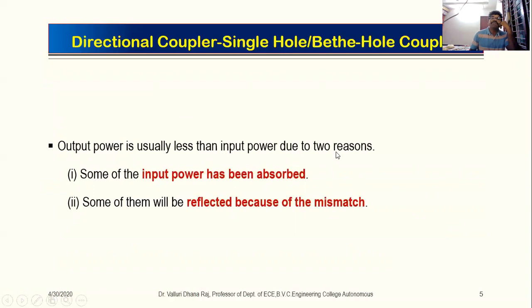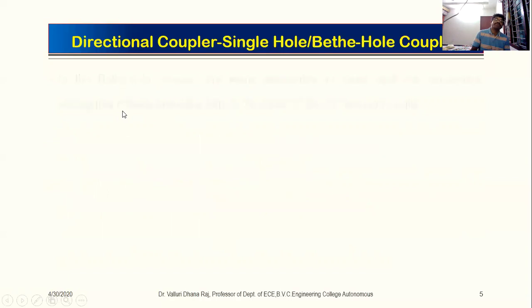Usually the input power is reduced in amount, and the output and inputs are considerably separated. Why? Because some part of the energy given as input will be absorbed by the component, and also some reflections take place because of mismatch. Either because of absorption or because of reflection, there is a difference between the input and output power ports.